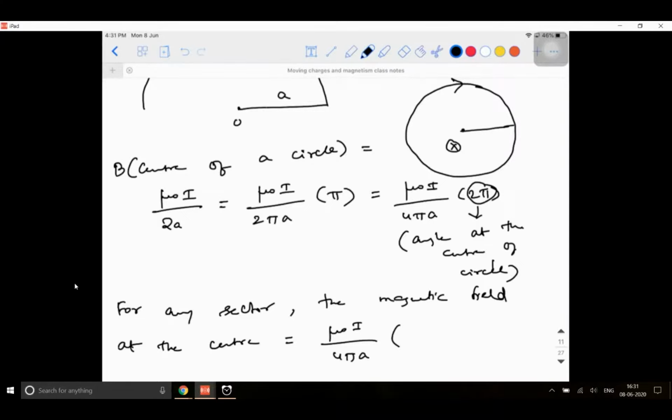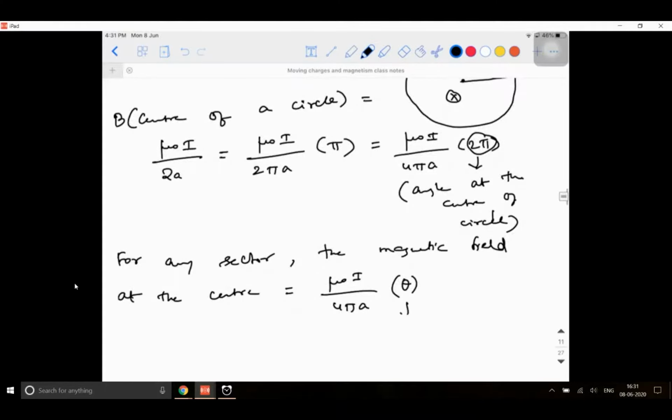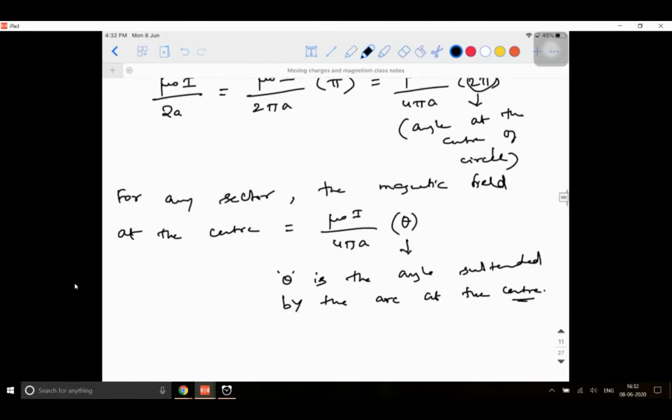What manipulation should I do here? In the place of 2 pi, I need to replace it with theta, where theta is the angle subtended by the arc at the center. Okay, so theta is the angle subtended by the arc at the center. Can I put it like this? Convinced? Everyone? Am I clear?